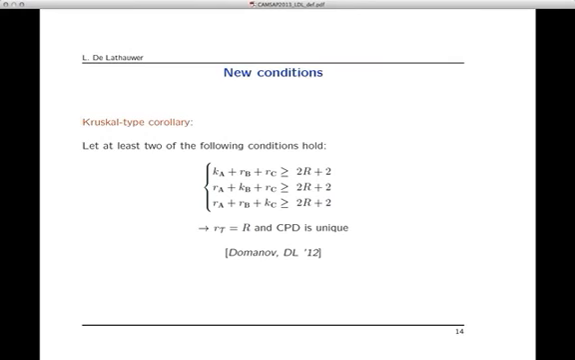Okay, so there are conceptual advances. This is a variant of that result. Let us replace 2 of the K ranks by a rank, and rank is less restrictive. K rank is bounded by rank. If at least 2 of these conditions hold, then also the number of terms is minimal and the CPD is unique.